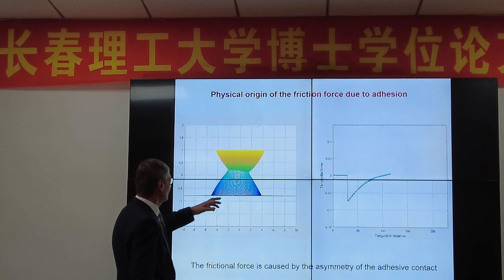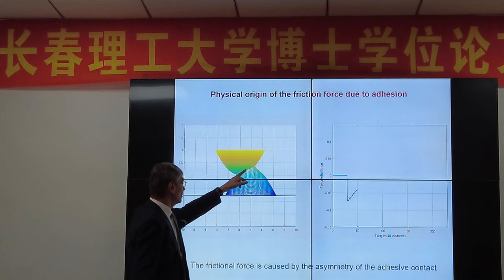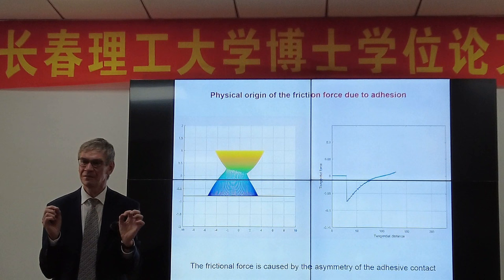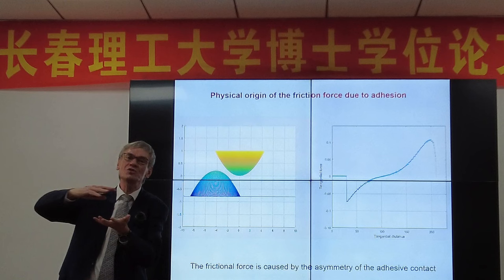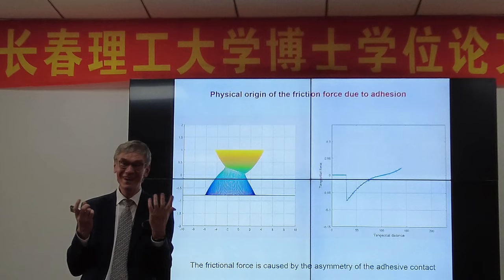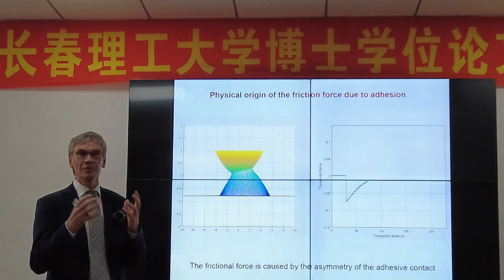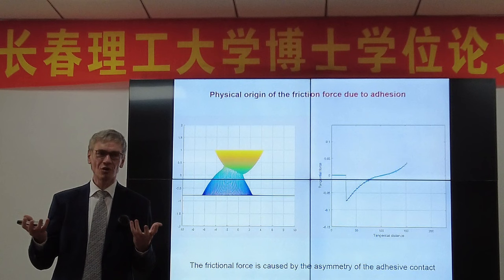This is adhesive contact. And as I have told, Johnson, Kendall and Roberts understood that the boundary of the adhesive contact is nothing else than the Griffith crack. The process you see is closing of a crack on one side and opening of the crack on the other side. This is a fracture. Adhesive contact is a fracture problem. You see closing of the crack and opening of the crack on different sides of the contact. Why do we not call this fracture? Because nothing is destroyed. It is fracture along the prescribed surface.